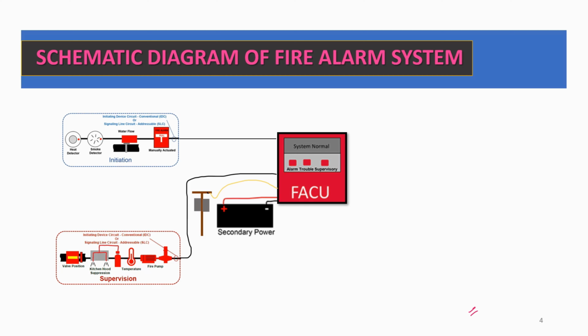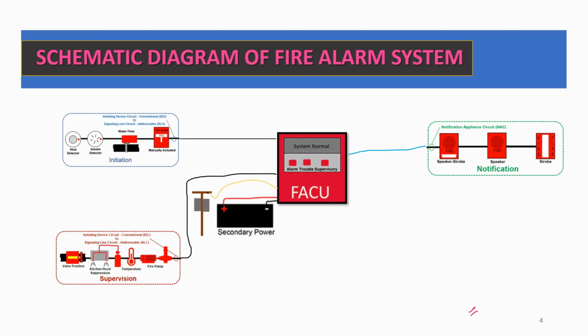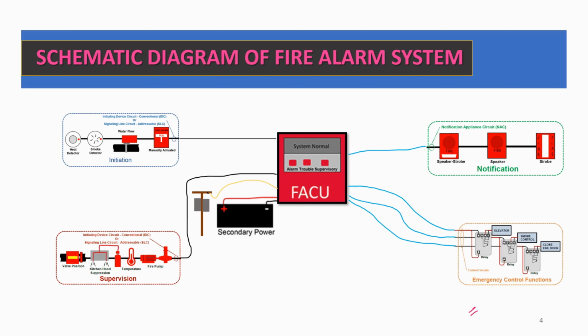Whenever the fire alarm control unit receives the signal from the initiating devices or supervisory devices, then it will activate the horn strobes. These horn strobes can be called notification devices, and this circuit is called notification appliance circuit. Apart from this, we have emergency control functions, like the wiring can be connected to the elevators.